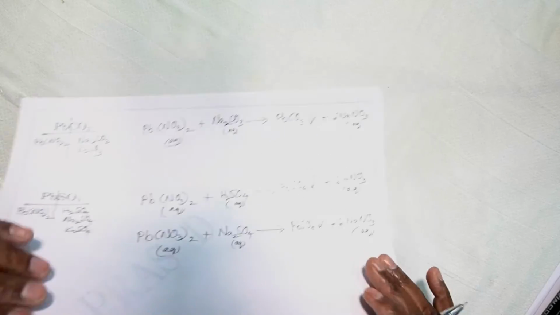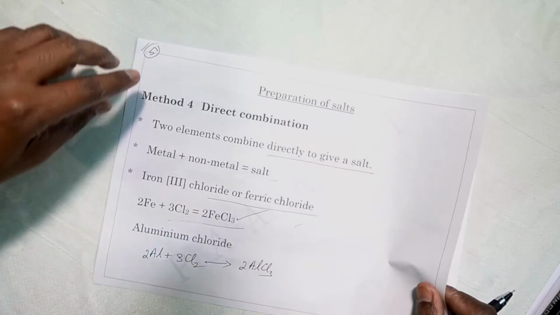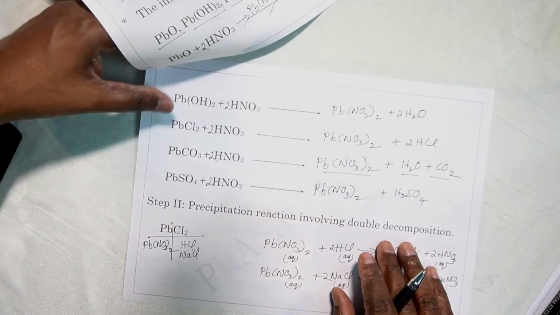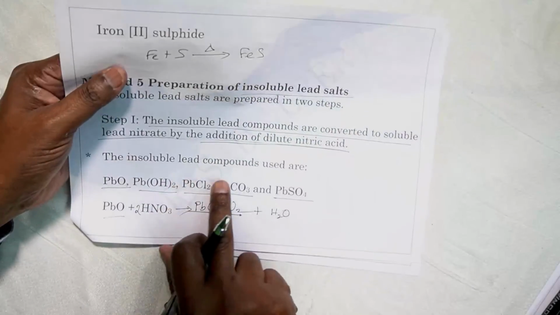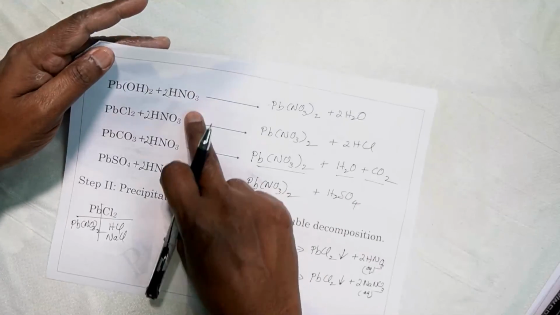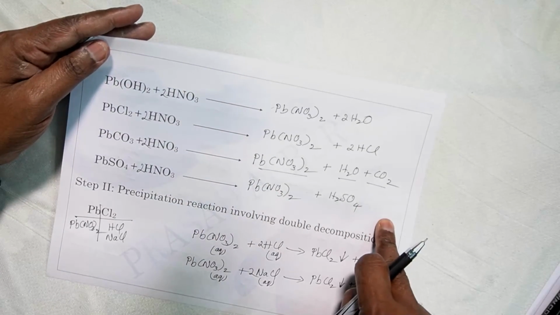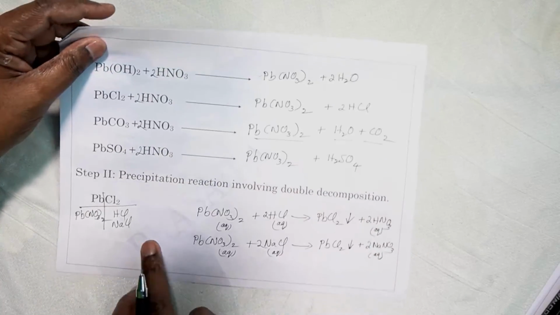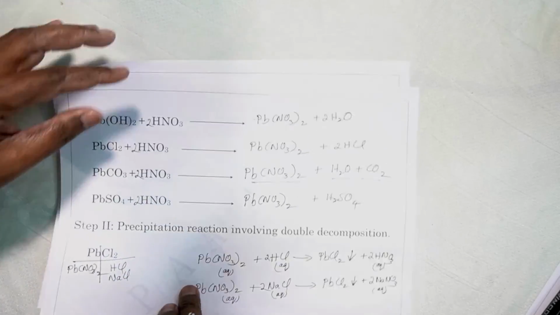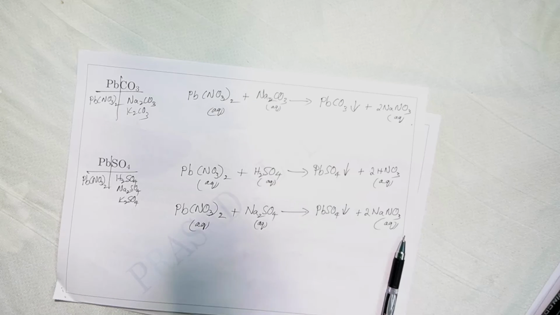Okay, so for lead salts we have a combination of two methods. Please pay attention. The first one is to convert what? The given lead compound to lead nitrate. The insoluble lead compounds used are converted to lead nitrate by adding nitric acid. This is the first thing to do. In step 2, lead nitrate is treated with another suitable solution to get the insoluble salt. So this is how we prepare lead salts.